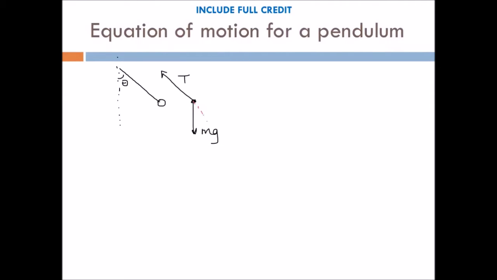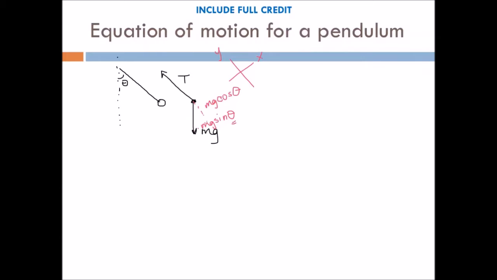Now here, it's going to be mg cosine theta and mg sine theta. Now, as this object oscillates back and forth, this theta is actually changing. So this force, mg sine theta, actually changes. So let's look at only mg sine theta. So we're saying that our coordinate system is like this. Okay, this is x and this is y, and we've done this before.